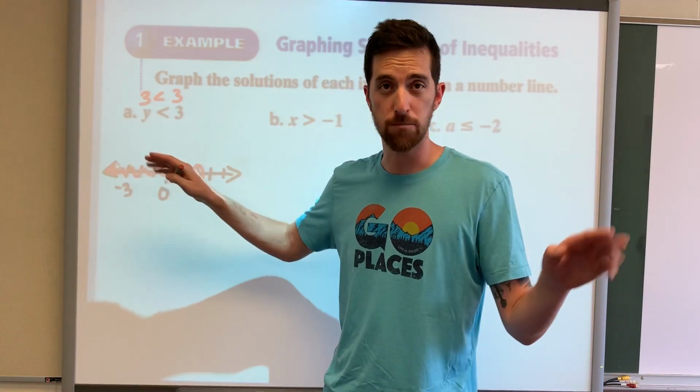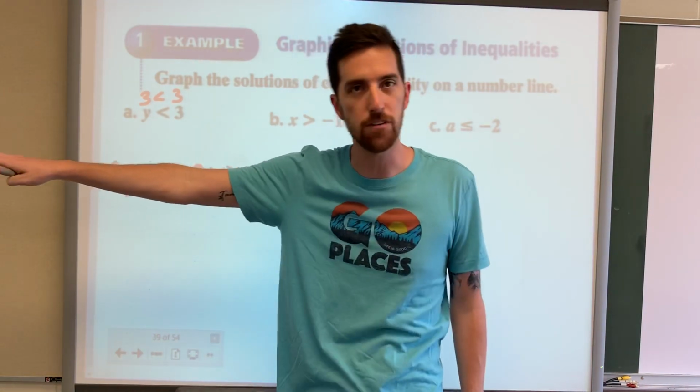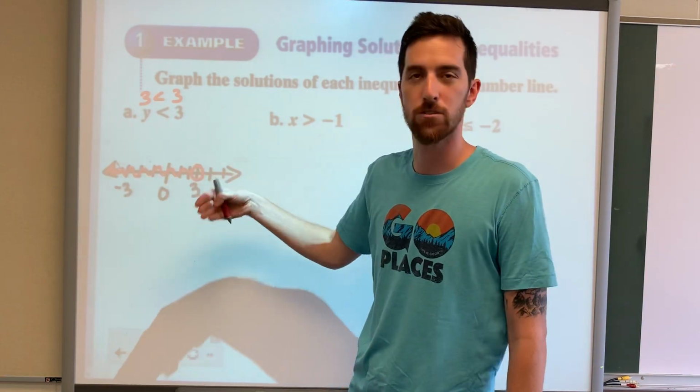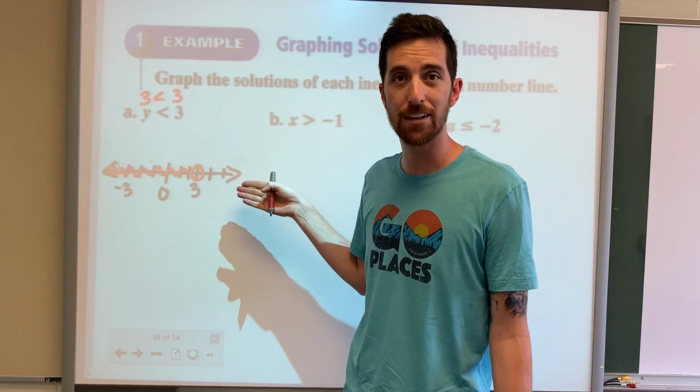There's infinite possibilities here. y could be 0, sure. y could be negative 854.389. That works. It could be all of those. All of those are solutions. Could it be 5? No, because 5 is not less than 3.